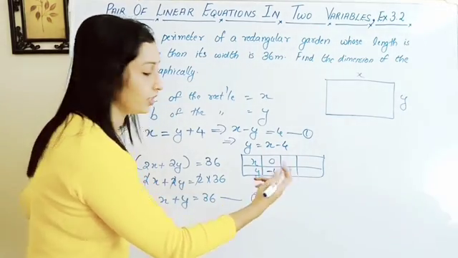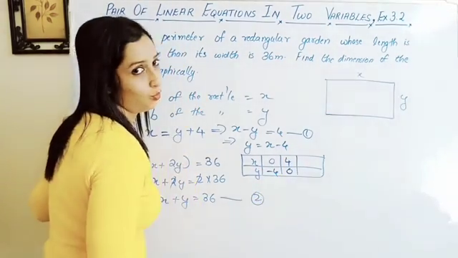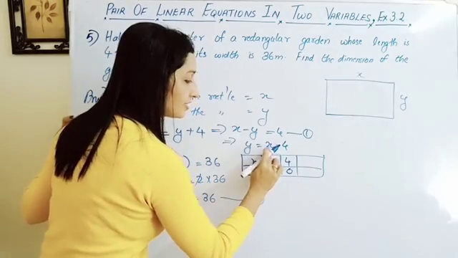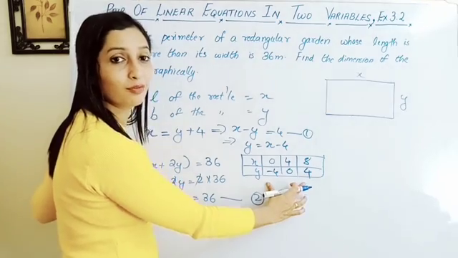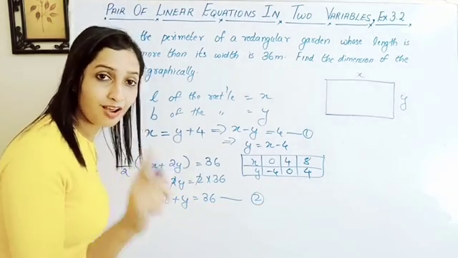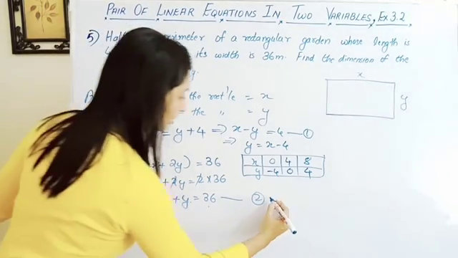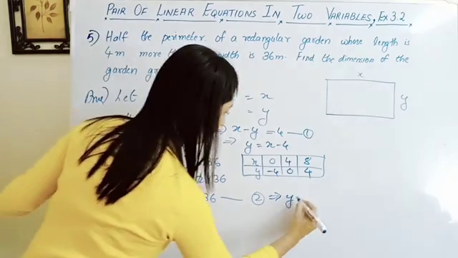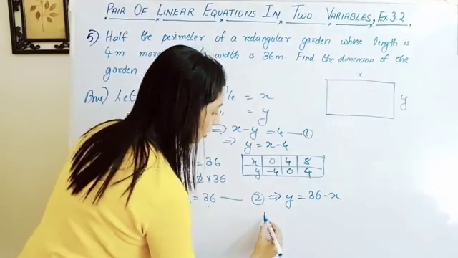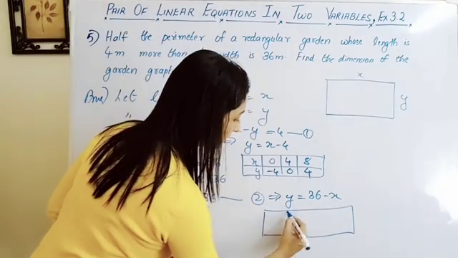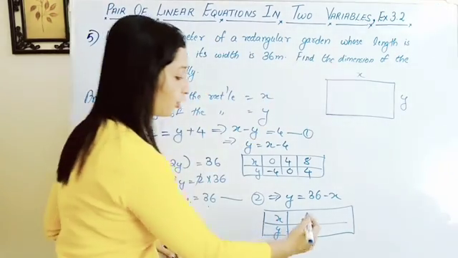Now what is the second value I can take? I can take x as 4. Then I get y as 0. Now what can be the third value? When I take x as 8, I get y as 4. So now we have got the solution set for our first equation. Now let us find the solution set for our second equation. Now our second equation is x plus y equals 36. So here this implies y is equal to 36 minus x. So now let's find out the solution set, x and y. Now what are the values which I can take for x?